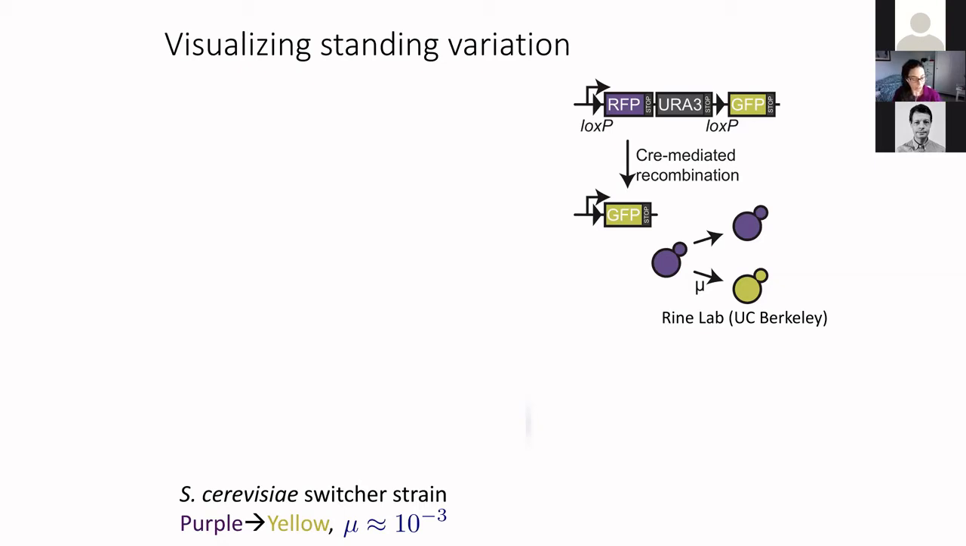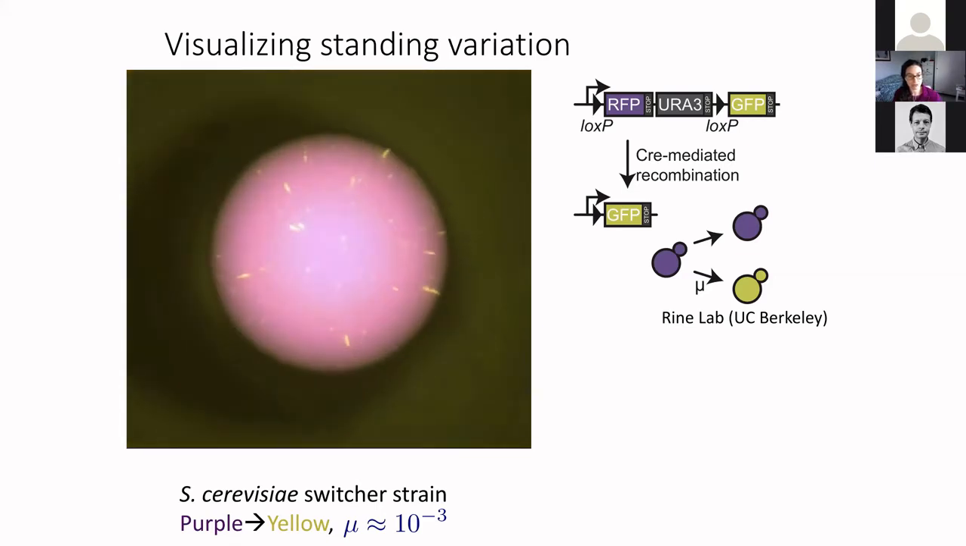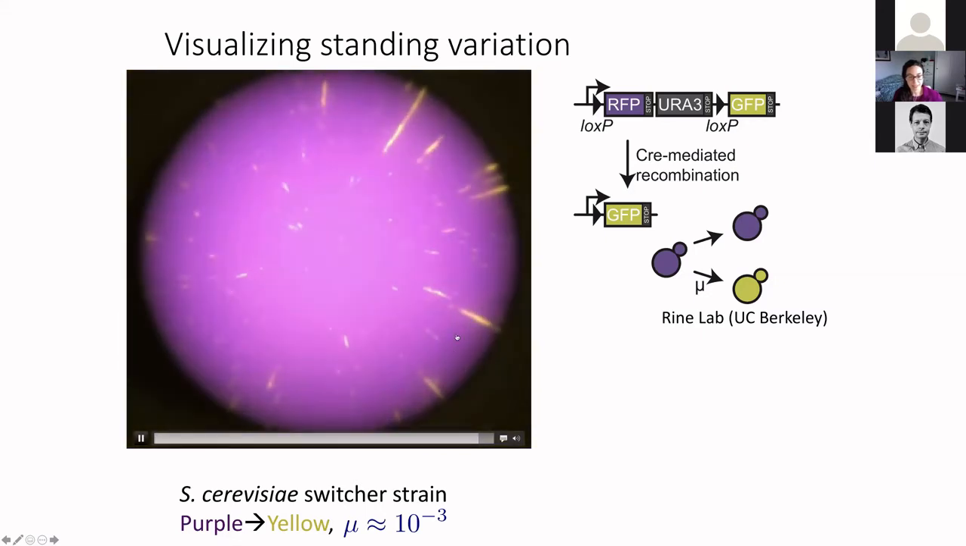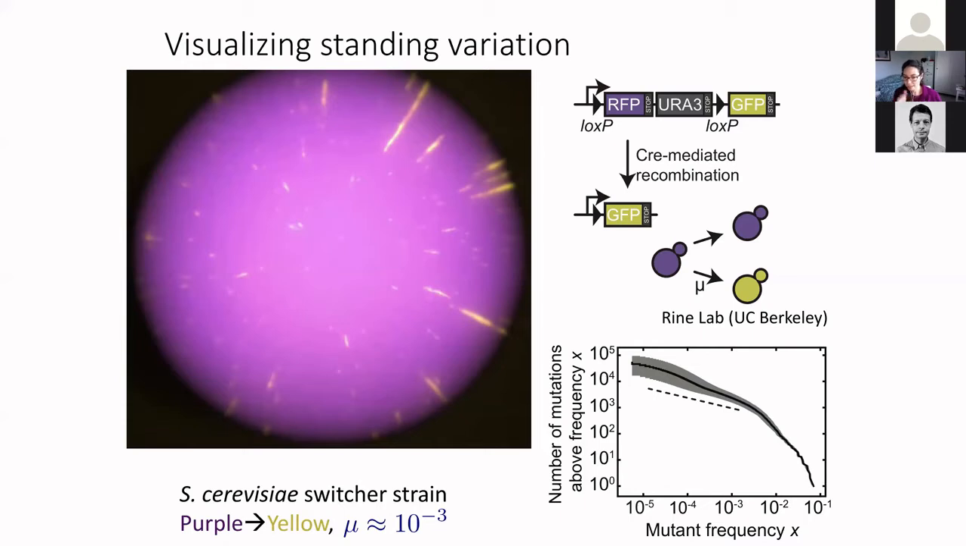So what I'm going to show you here is a movie starting from a single cell of this yeast strain that is growing over time as a colony to around 10^6 cells. And what you'll see is that it starts purple, and then over time we see these yellow speckles here that represent these switching events that occur during the growth process. If we use the area of these yellow spots as a proxy for the clone frequency, we get again a cell frequency spectrum that has the shoulder-like distribution similar to what we saw in the sequencing data from E. coli.